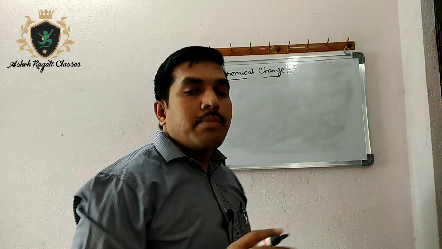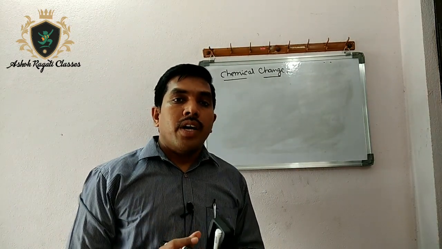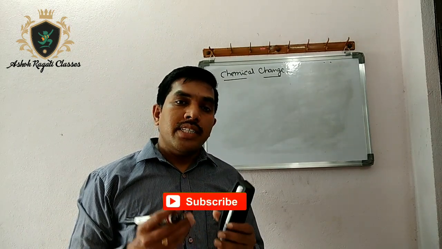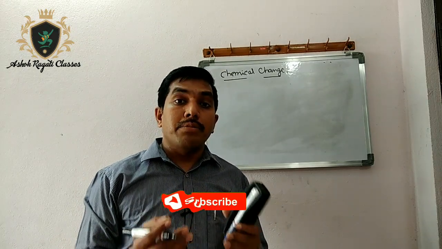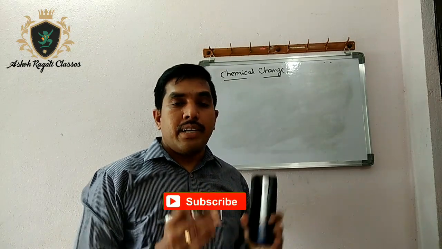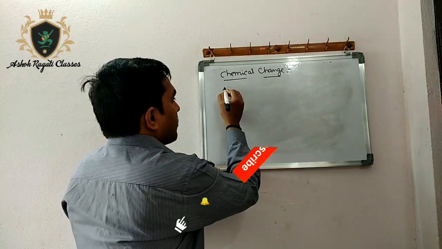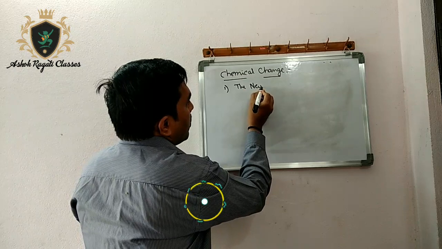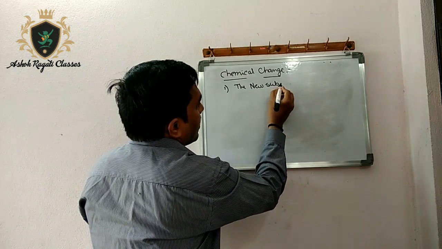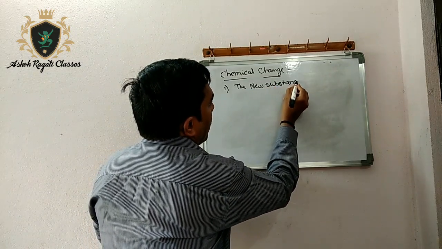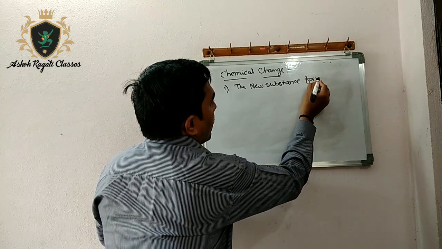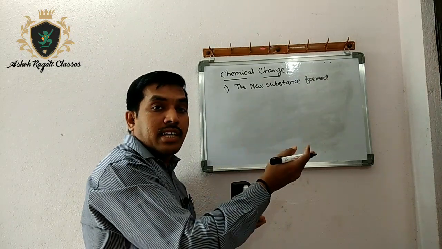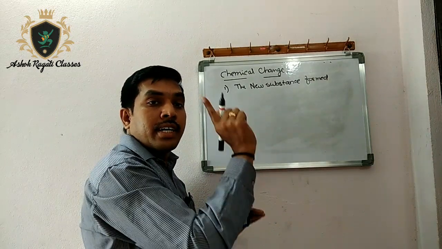In exams, you may get a question like this: how can you say that the change is a chemical change? What is the meaning of this question? By observing what factors will you say it is definitely a chemical change? By observing four factors. First one is whether new substances are formed or not. If new substances are formed, it is definitely a chemical change.